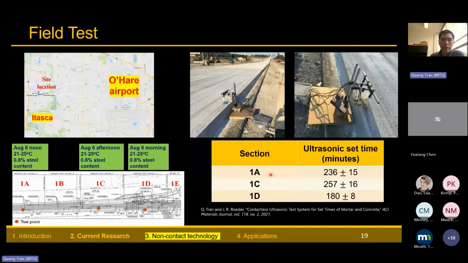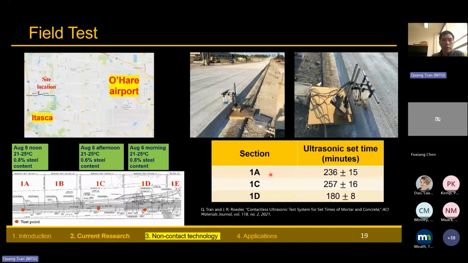This result points out one thing: set time can vary a lot over a section or over the whole pavement, because please keep in mind that in the field the moisture, temperature, and humidity keep changing over time. Using these techniques, we hope that we can map the whole set-up of the whole pavement in order to predict next construction activities.